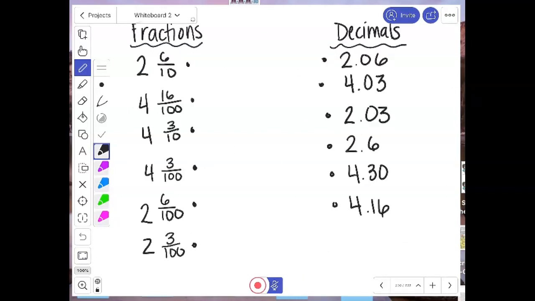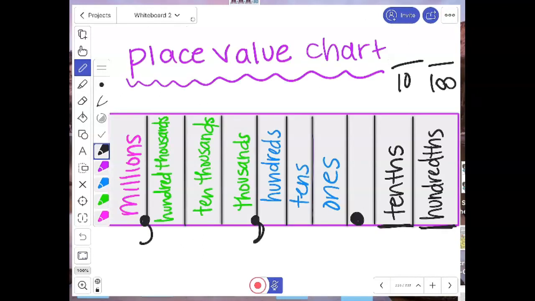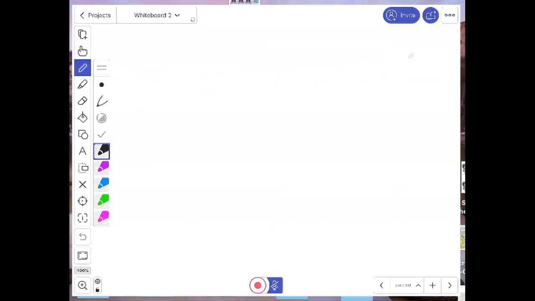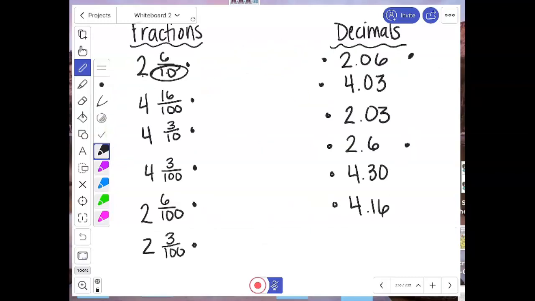So the last thing we're going to do is we're going to connect up and make some matches. So I'm going to read this. 2 and 6 tenths. So I've got 2 things that I think could be right. I think it could be this one or this one. In which case is the 6 in the tenths? Because my denominator is tenths. Well, if I go all the way back to my place value chart, the tenths is the one that's right after the decimal. Oops, too far. So that would be this one.